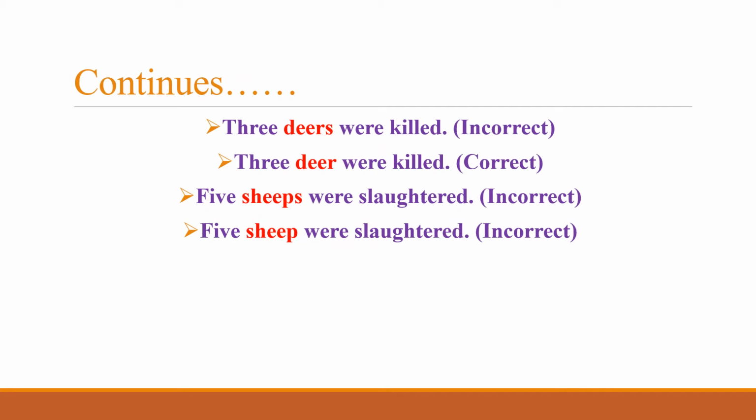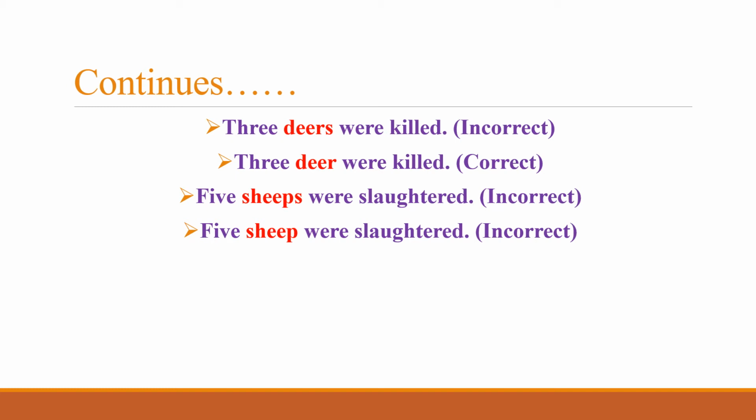Moving to the next example, we can see here: 3 deers were killed. Here s has been added to deer, which is grammatically incorrect. The rule says that the form of deer and sheep, whether singular or plural, is the same. There is no addition of s. So 3 deers were killed is an incorrect expression. The correct expression is 3 deer were killed.